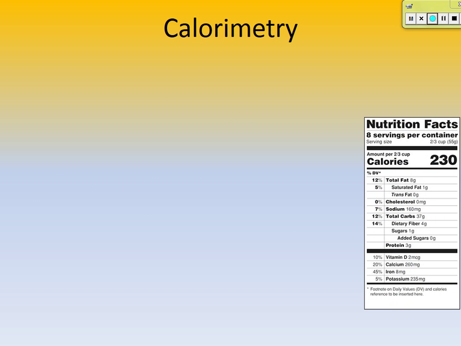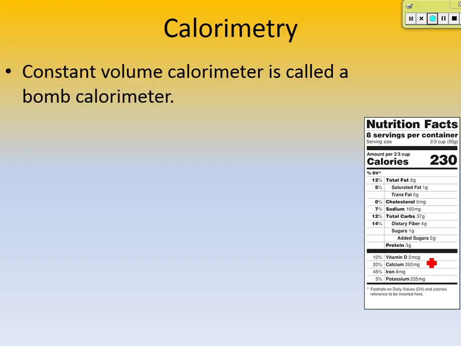Guys, I got just a couple of slides left to finish up this topic. So let's talk about calorimetry in a little bit different way. There's this thing called a constant volume calorimeter. It's called a bomb calorimeter. No, it's not in the notes, so just be paying attention to these last two slides. So there's a calorimeter that's a constant volume calorimeter. It's called a bomb calorimeter.